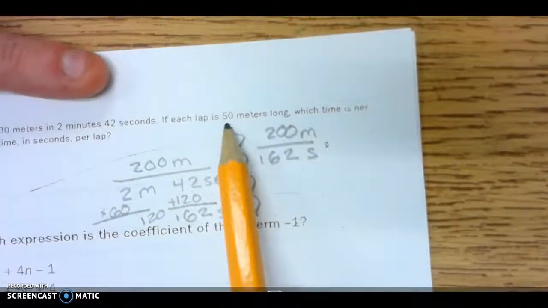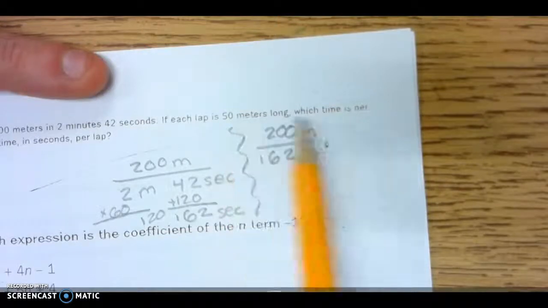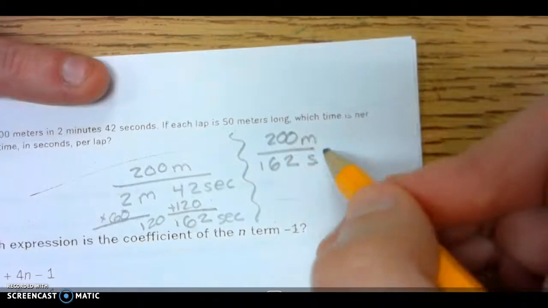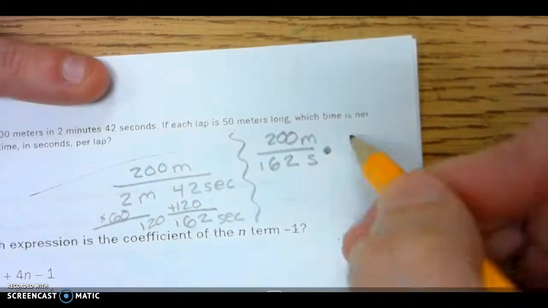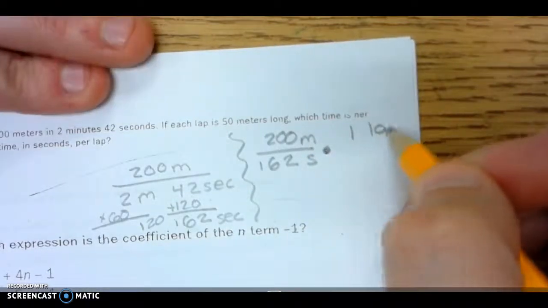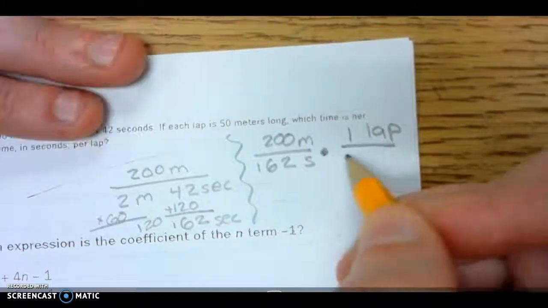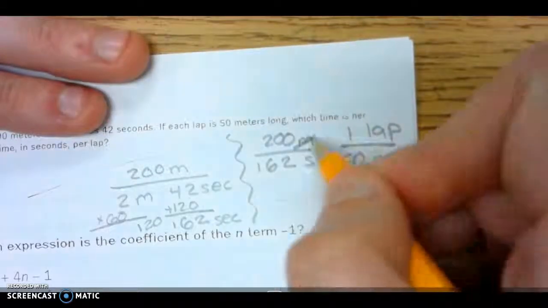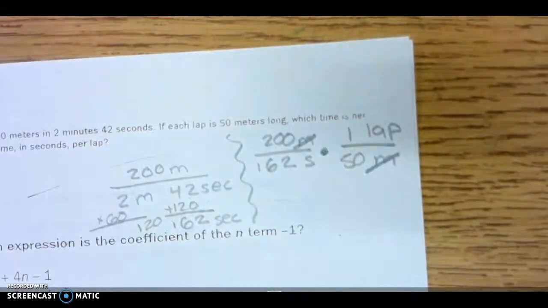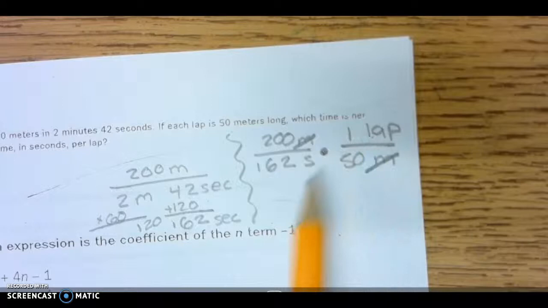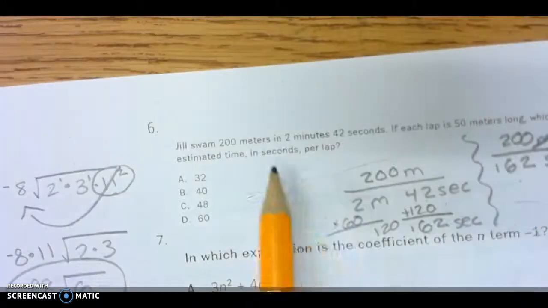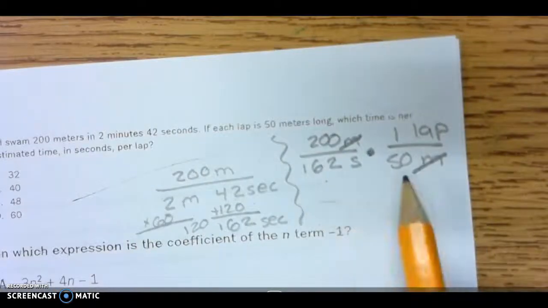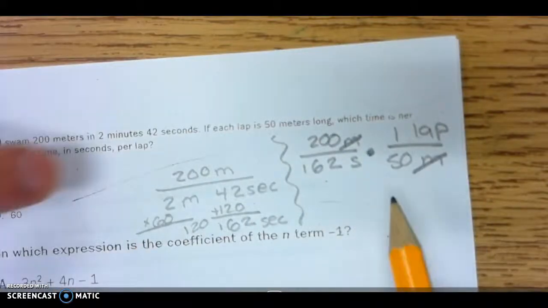Now they told me that each lap is 50 meters long. And I need to get rid of meters because all I want to know is laps. So I'm going to say 1 lap is 50 meters. Meters on top, meters on bottom cancel. And what I'm looking for is lap in seconds. We have lap in seconds. So all we got to do is put this in the calculator now.